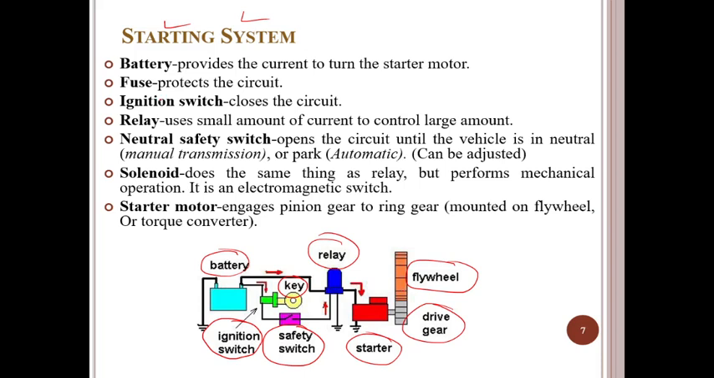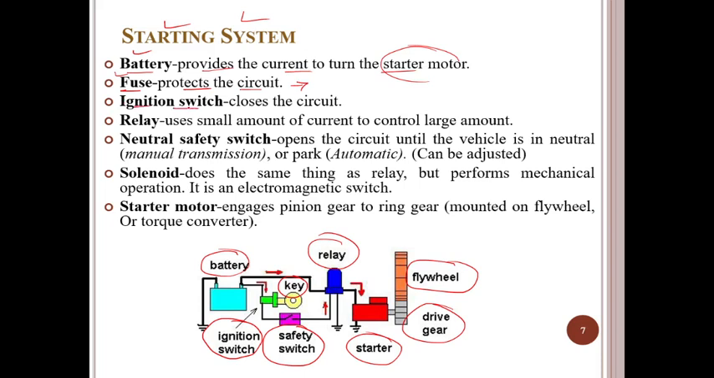First of all, we discuss the battery. The battery provides the current to turn the starter motor, because without current we cannot start the motor. For getting the current, we require the battery. Then we require the fuse. What is the use of the fuse? It protects the circuits from heavy currents. As soon as heavy current flows in the circuit, there is damage. To avoid this, a fuse is used to protect the circuits.